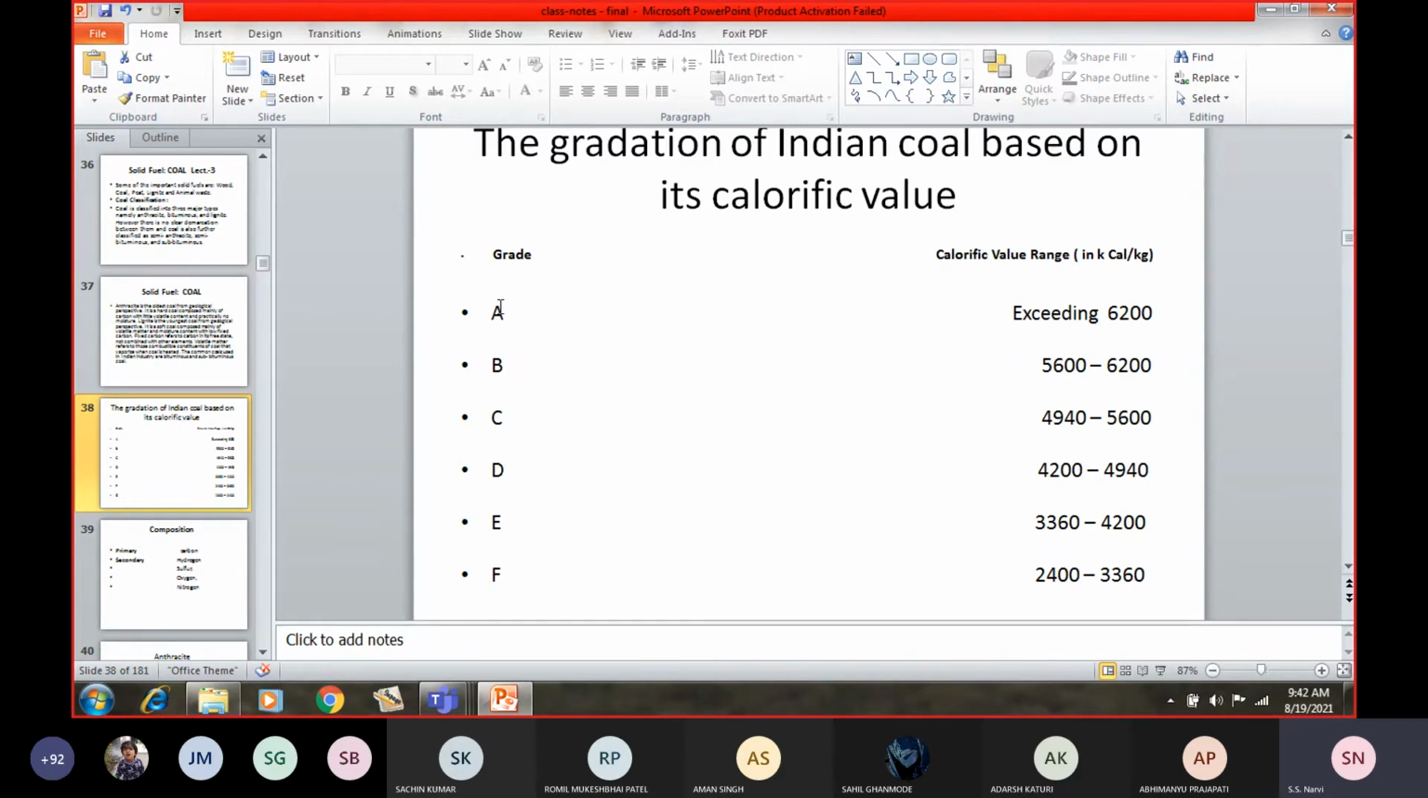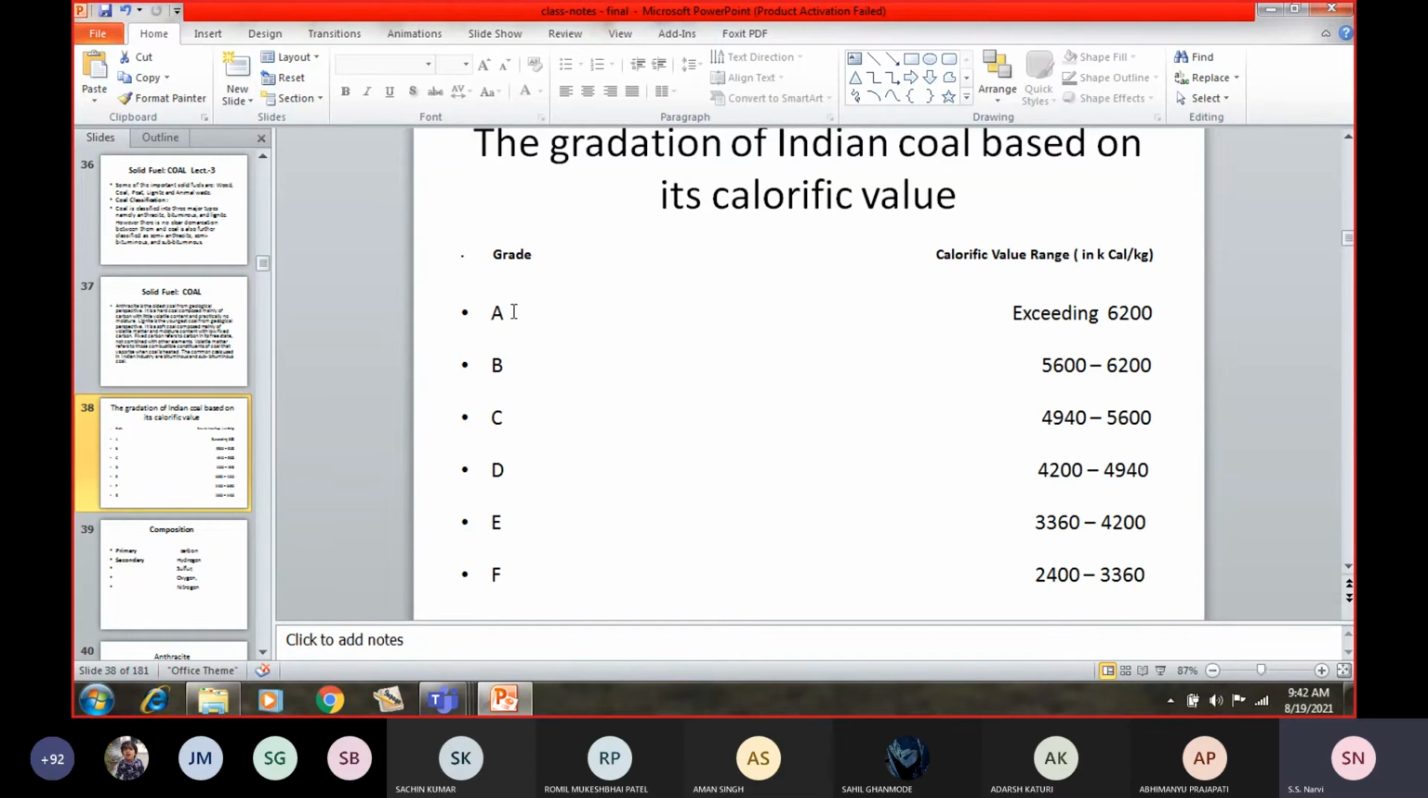A is the anthracite type of coal, isn't it? But rather it is also bituminous, because we are comparing only those coals which are obtained from Indian coal-based mines. So generally it is A, B, C, and we are getting C and D type of bituminous coal mostly here.